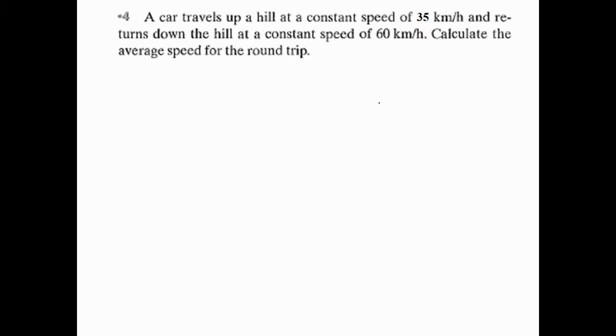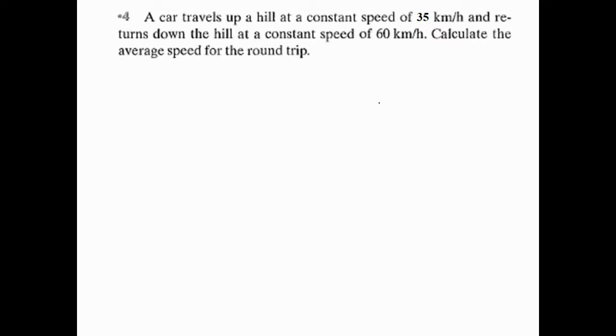Could you please read? Do you have a calculator in your hand? Yes, I have. Yes, please, because I need the answer from your side. Understand? Read the question. A car travels up the hill at a constant speed of 35 km per hour and returns down the hill at a constant speed of 60 km per hour. Calculate the average speed for the round trip.